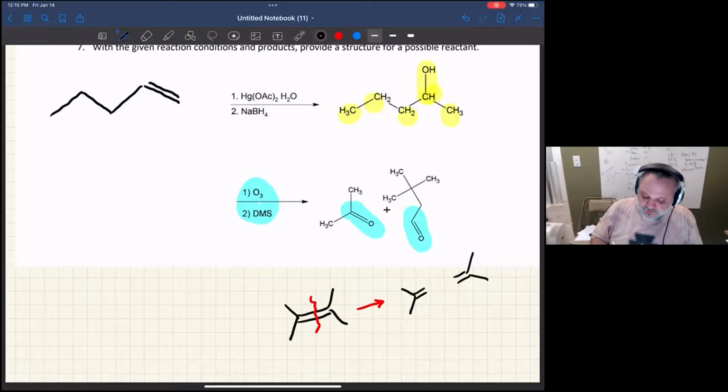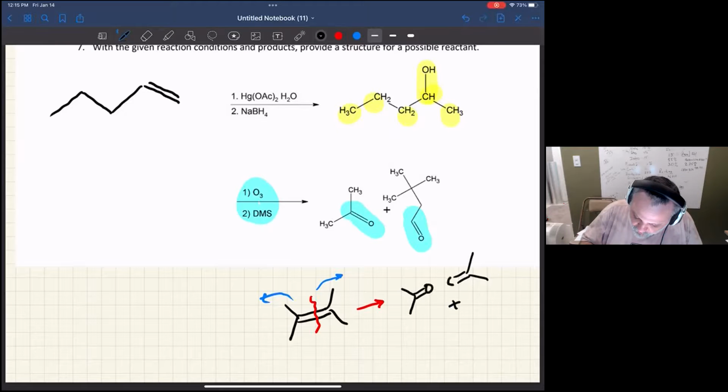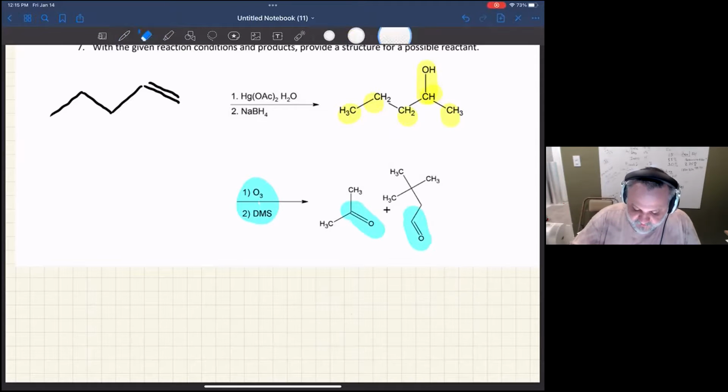It doesn't change it. So I split it. I moved this piece that direction. I moved that piece that direction. And so I actually end up with 2 products. The only thing that happens is that I add an oxygen right there. So to go back the other direction, what I do is I identify these double bonds.